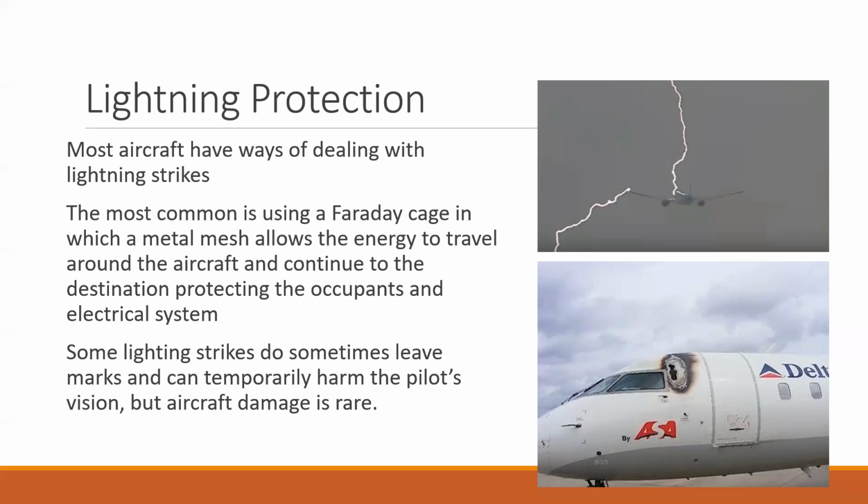Occasionally, though, if the lightning especially hits further up towards the cockpit, it could temporarily blind the pilots or do some damage to their retinas. But usually aircraft damage is very rare from lightning strikes. It's not very often that you get actual physical skin damage, but it does happen. This picture right here on the bottom shows that there's a hole here, but usually the lightning just passes right through it, so no problems.